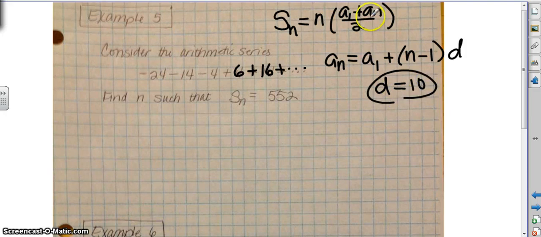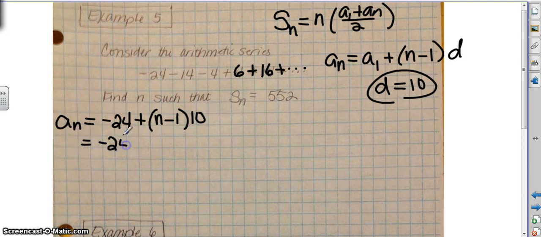So now I need to find a sub n. And a sub n is equal to a sub 1, which is negative 24, plus n minus 1 times d.